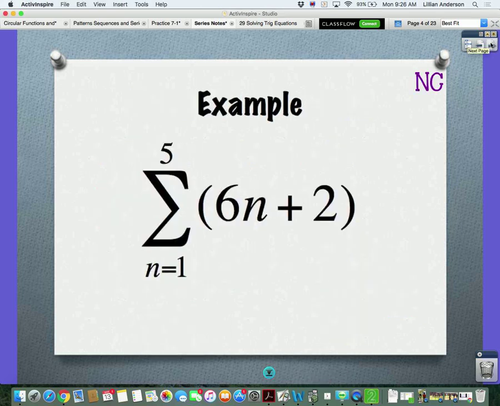So, here's an example, right? We have the sum from 1 to 5. So, term 1 up to term 5 of this expression, 6n plus 2. It's non-calculator. A lot of the series ones are probably going to be non-calculator. Okay. And so pretty much all you do is you plug in. You plug in 1. When n equals 1, 6 times 1 plus 2 is 8.